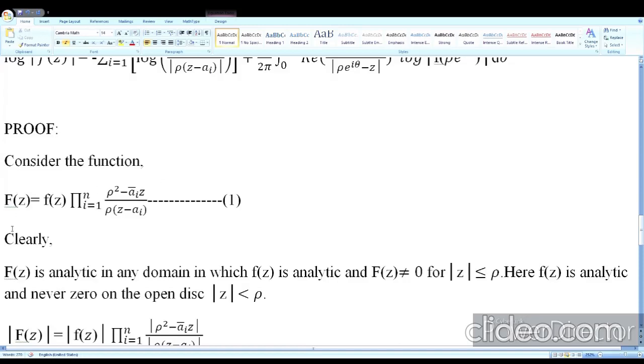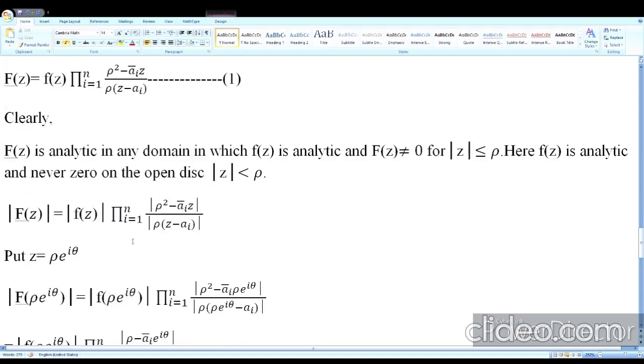Consider the function capital F of z equal to small f of z into product i varies from 1 to n (rho square minus a_i bar z) by rho into (z minus a_i). Capital F of z is analytic wherever small f of z is analytic, and small f of z is given as an analytic function, and the product of these factors are also analytic. Capital F of z has no zeros because the zeros of small f of z get cancelled with the factors in the denominator.